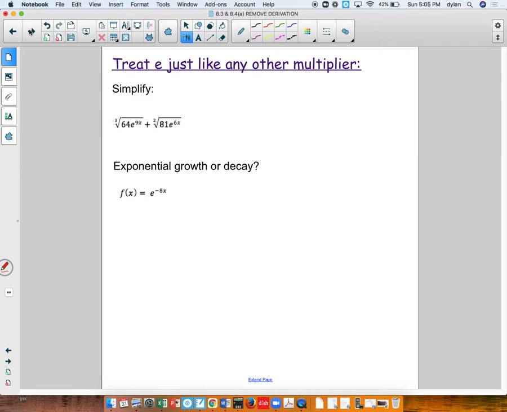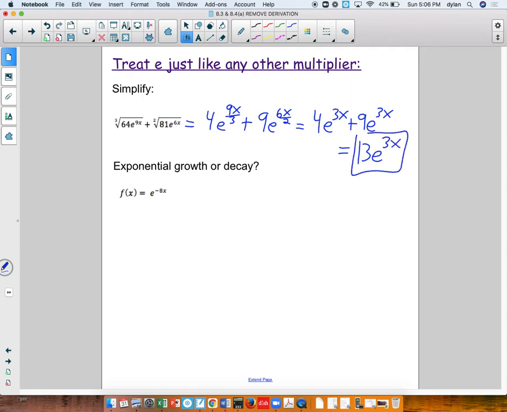Similarly, we can also simplify expressions with e as well. For example, if I have the cube root of 64e to the 9x plus the square root of 81e to the 6x, well, the cube root of 64 is 4. And if I turn this into a fractional exponent, I would have e to the 9x over 3. And the square root of 81 is 9, and then we would have e to the 6x over 2. And since 9 over 3 is just 3, we have 4e to the 3x plus 9e to the 3x, which simplifies to just 13e to the 3x.